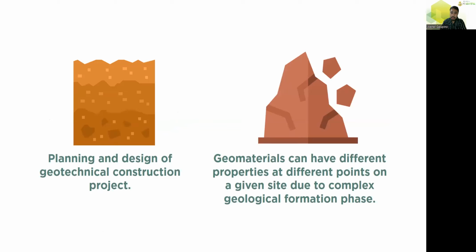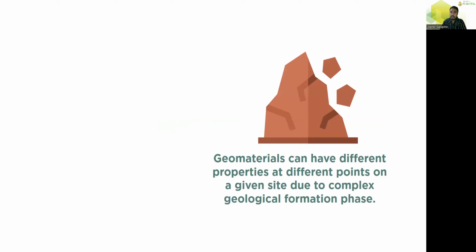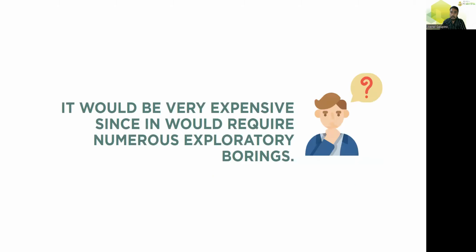As we have said a while ago, soils and rocks are natural geomaterials, and a variety of spatially varying factors influence their properties during their complex geological formation phase. As a result, geomaterials or geotechnical materials, geological materials can have different properties at different points on a given site, as mentioned by Hu et al. in their journal in 2020.